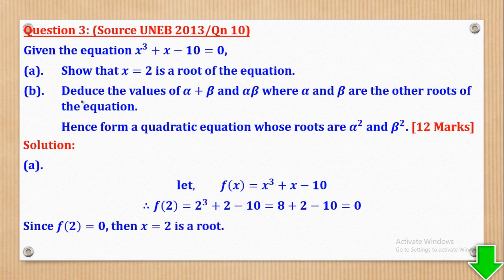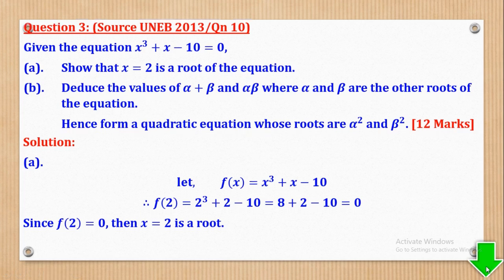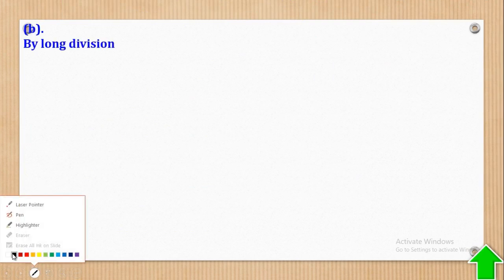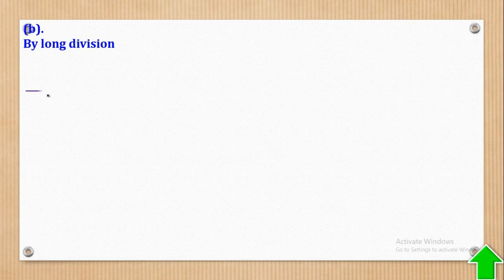Now for part B, they said, deduce the values of alpha plus beta and alpha beta, where alpha and beta are the other roots of the equation, and hence form a quadratic equation whose roots are alpha squared and beta squared. So we have to get the other roots. We have to divide. Here the divisor is linear, meaning you can choose to use the synthetic method or the long division method. For this case, we are going to use both methods so that you can easily grasp the concept. Let's start with long division.